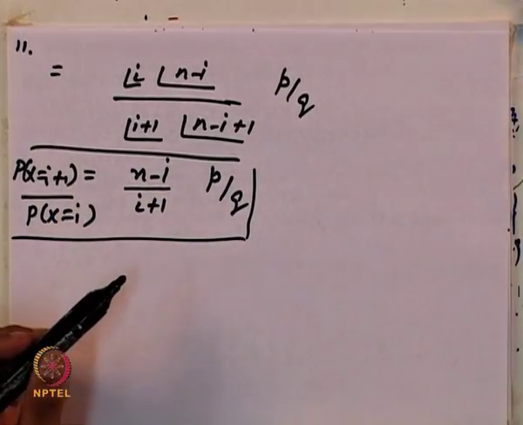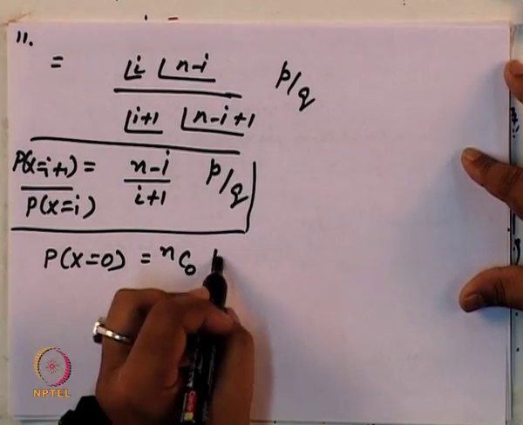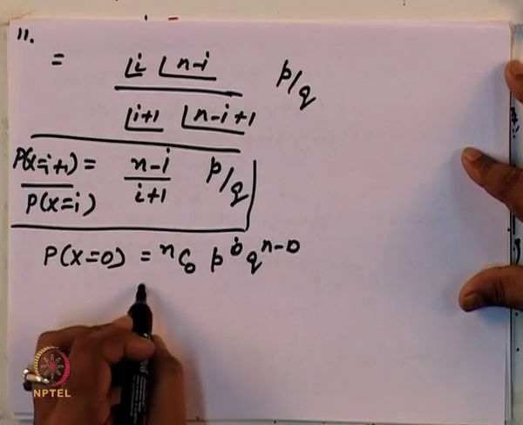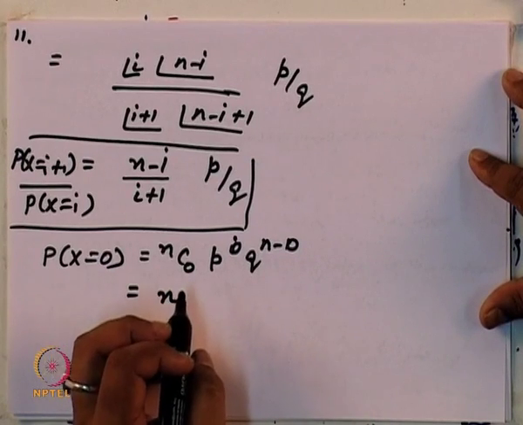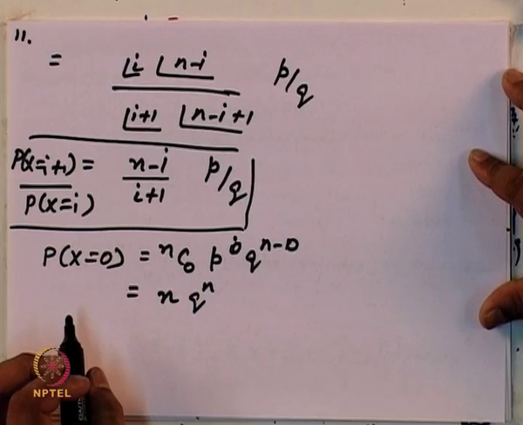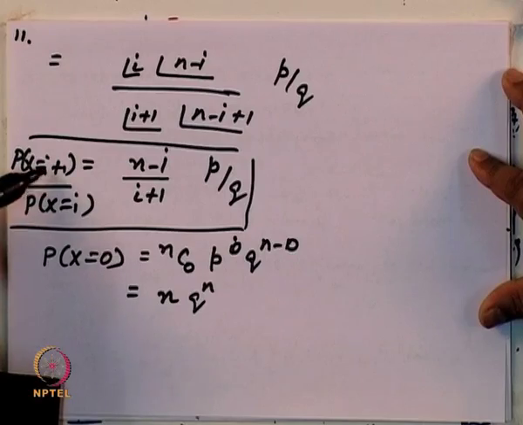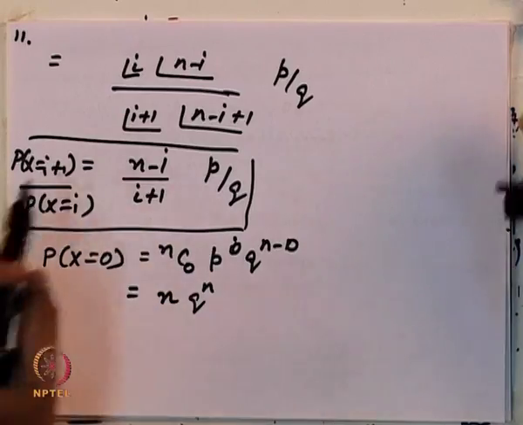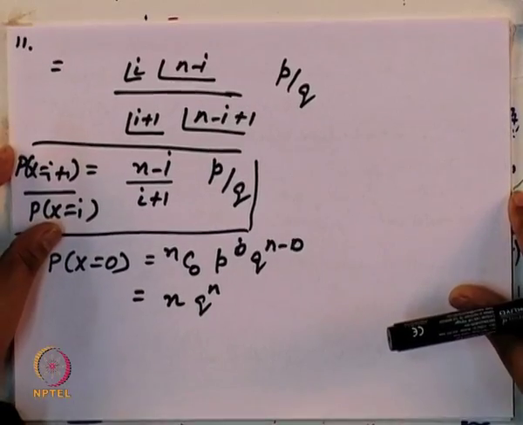Okay. So, if you put i equal to 0, probability of x equal to 0 is nC0 p to the power 0 q to the power n, which is simply q to the power n. Okay. So, then you can use this expression to calculate x equal to 1. So, you substitute i equal to 0 and then accordingly you get the result. Okay. So, this is how you can use recursion to compute these binomial probabilities in a computer.